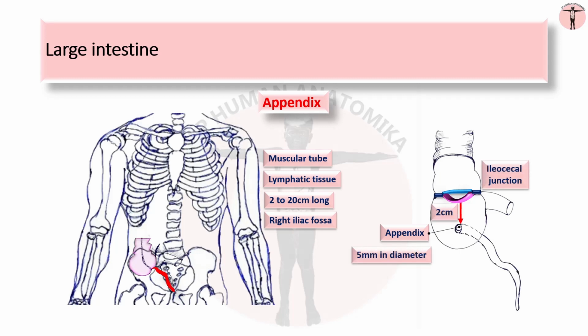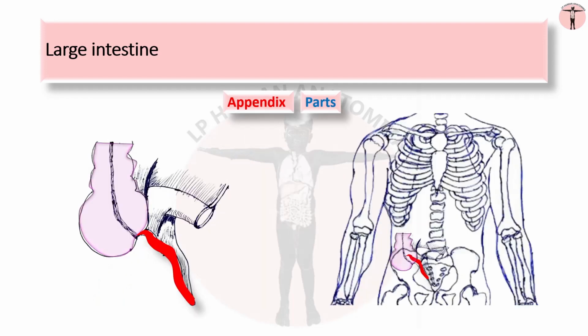The diameter is 5 millimeters, which varies according to age. It is more in children than adults and often obliterated after mid-adult life. It is longer in children than in adults. The appendix presents 3 parts: base, body, and tip. The base is attached to the posteromedial surface of the cecum, about 2 centimeters below the ileocecal junction. All the 3 teniae converge to the base of the appendix. This fact serves as a guide to the surgeon to trace the appendix during appendectomy.